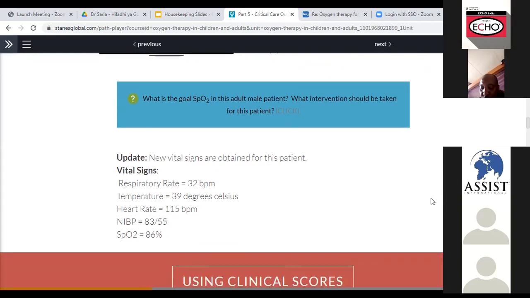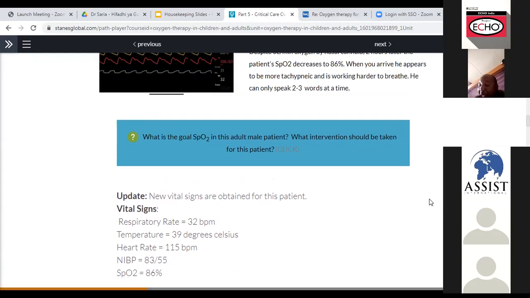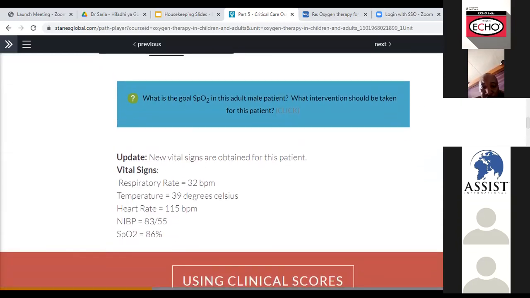Okay, so let's proceed with this case. Now, new vital signs are obtained for this patient. The respiratory rate is 32 breaths per minute, temperature 39 degrees Celsius, heart rate is 115, and the blood pressure now is 83/55, the saturation 86. It's the same patient we have been discussing. So, as we have been discussing, you can think now: if you have these vital signs, will you give a face mask, or what will you decide from these vital signs? Which intervention are you going to do with this patient?